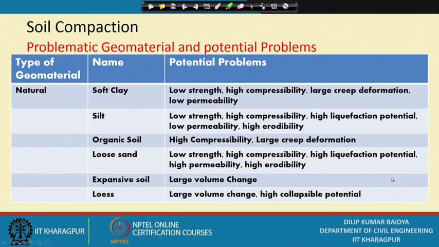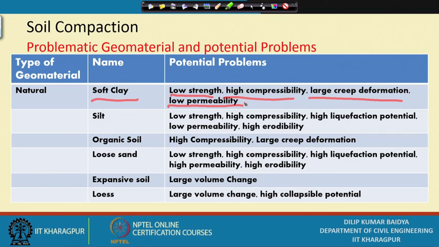Naturally we can get problematic soil, or we can get problematic field soil also. When you get natural soil, there is a soil called soft clay. I have mentioned before that soft clay is a very highly plastic soil and it undergoes a lot of settlement. When it is naturally obtained soft clay, it has low strength, high compressibility, large creep deformation and low permeability. Low permeability is sometimes favorable, but the other properties are not favorable.